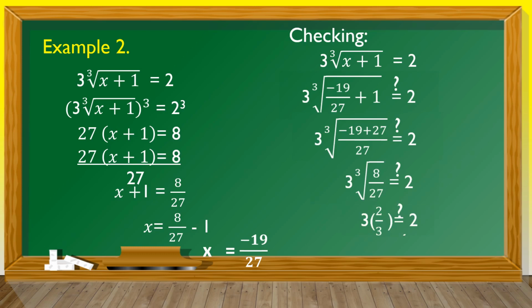And the cube root of 8 over 27 is 2/3. Multiplied by 3 is equal to 2. Then we have 2 is equal to 2. So that makes this equation true. So that means that negative 19 over 27 is a solution to the equation.